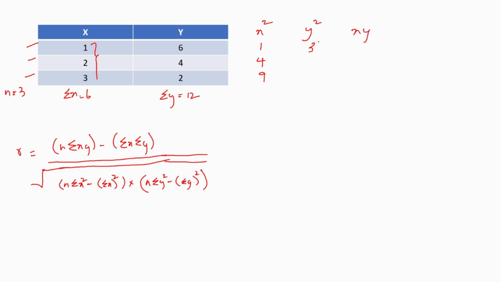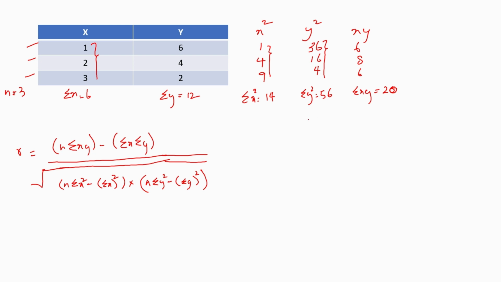Y squared: 36, 16, 4. X multiplied by y: 6, 8, 6. Sigma x squared is the summation of all these values, which equals 14. Sigma y squared is the summation of all these values, which equals 56. Sigma xy equals 20.